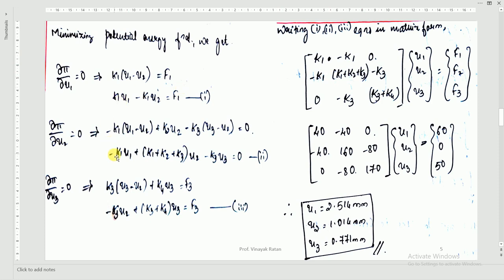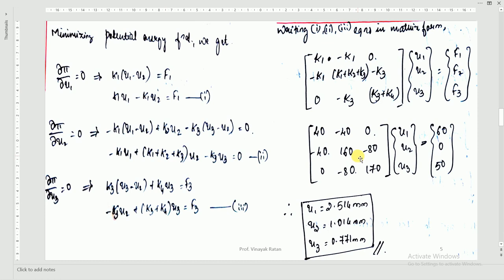Next, minus k1, the second term is k1 plus k2 plus k3 with respect to u2, and with respect to u3, minus k3. Again, in the third equation, 0, nothing is there with respect to U1. With respect to U2, minus K3, and with respect to U3, K3 plus K4. When you multiply this, row into column, you will get back all these equations again. The same thing is written here in matrix form.